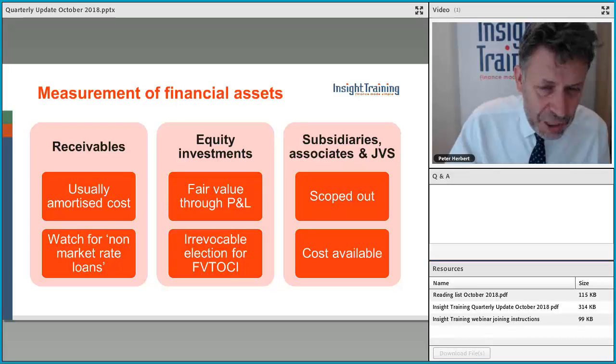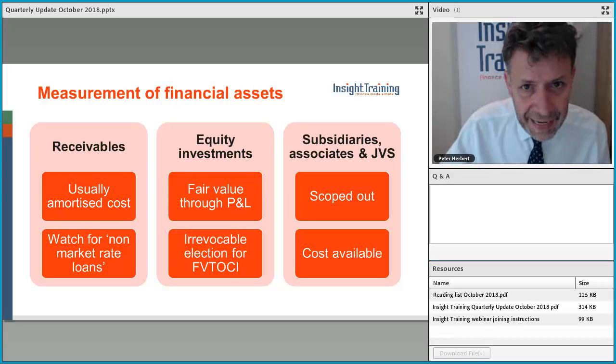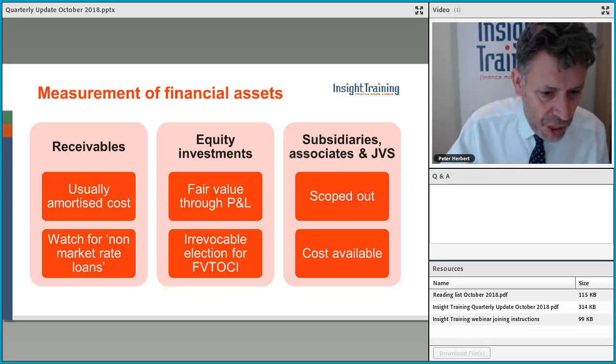Thinking more generally about the measurement of financial assets, under the old IAS 39 rules, we had a plethora of different categories of financial asset. We had financial assets which were available for sale, held for trading, held to maturity, and each seemed to attract its own different accounting treatment. Under the IFRS 9 rules, it becomes much more simplified. The one I think probably you'll see many ordinary trading companies having will essentially be equity investments. And as the slide indicates there, with equity investments, it's fair value through P&L, unless you choose an irrevocable election on day one to account for that investment at fair value through other comprehensive income.